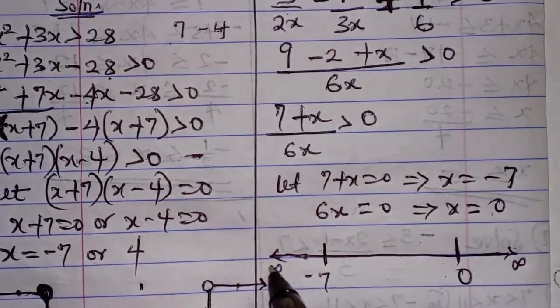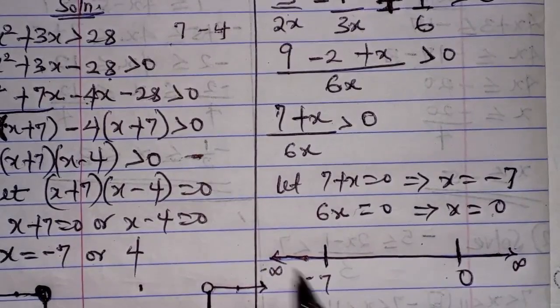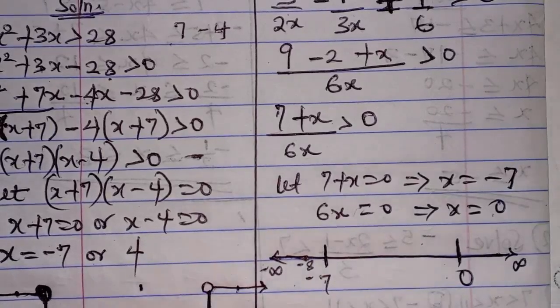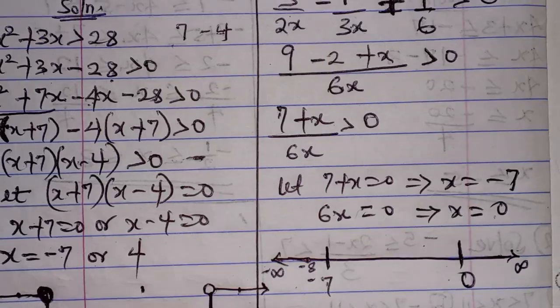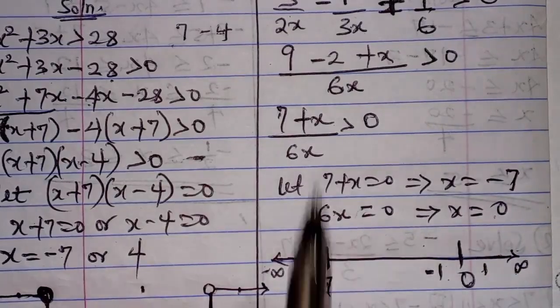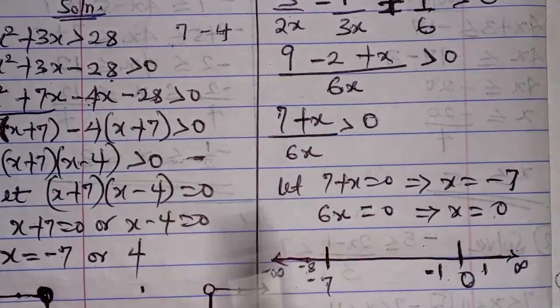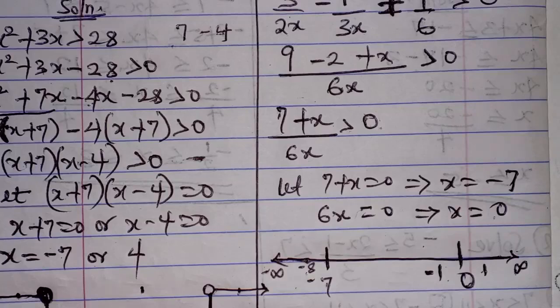Let's verify which of these regions satisfy the inequality. In between minus infinity and minus 7, we have numbers less than minus 7, such as minus 8. In between minus 7 and 0, we have numbers such as minus 6, minus 5, minus 4, minus 3, minus 2, minus 1. Let's use minus 1. And from 0 to infinity, we have numbers bigger than 0, such as 1. So I'm going to plug each of these numbers into the left-hand side of this inequality and see which of them will produce a number greater than 0. Greater than 0 means that the number must be positive. Only positive numbers are greater than 0.